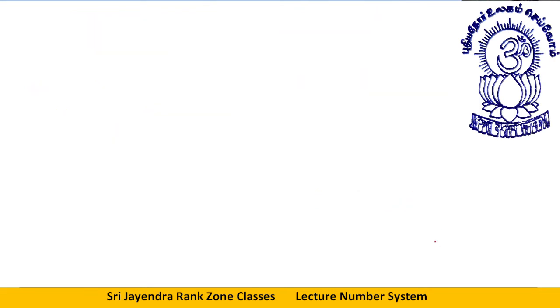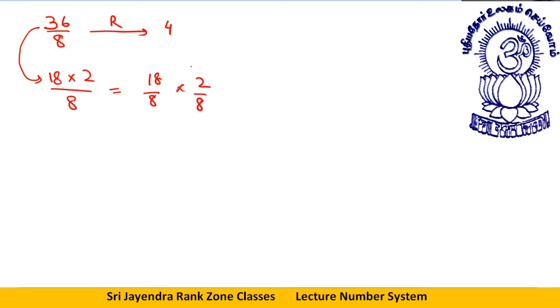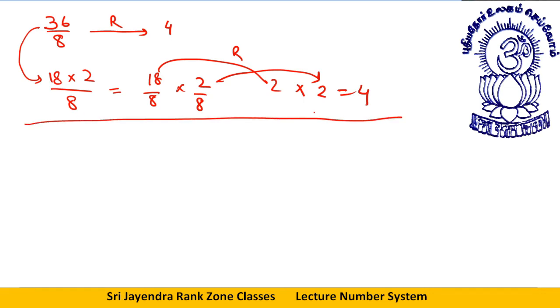Look, let's talk about the previous number, 36 divided by 8. We know the remainder is 4. Now if I express 36 as 18 into 2 divided by 8, then what will happen? 18 divided by 8 will give me a remainder of 2, and 2 divided by 8 also gives a remainder of 2. So the remainder will be 4. Clear, my dear students?